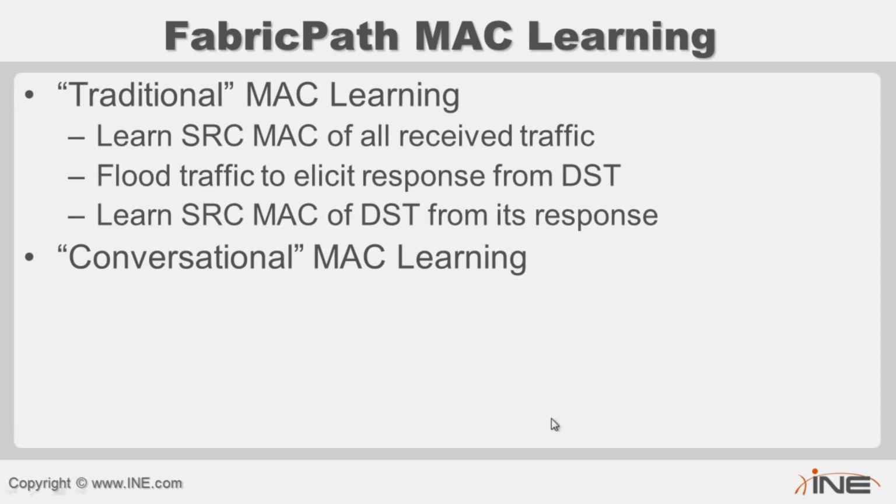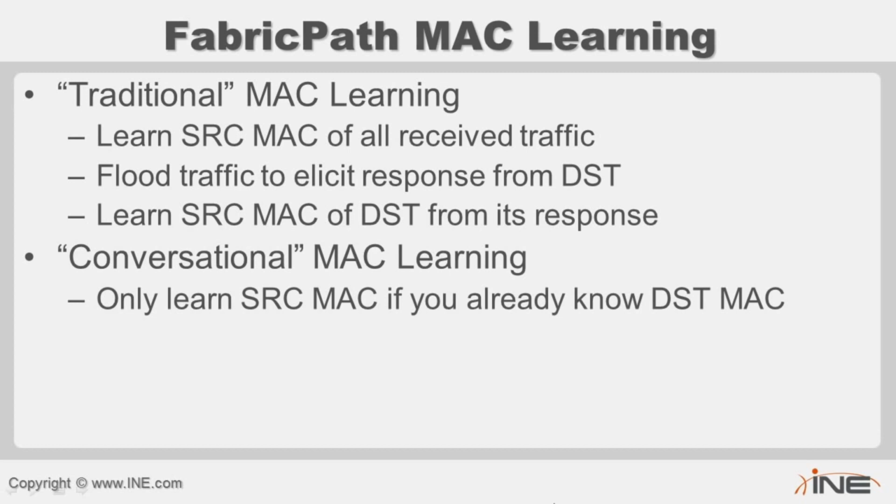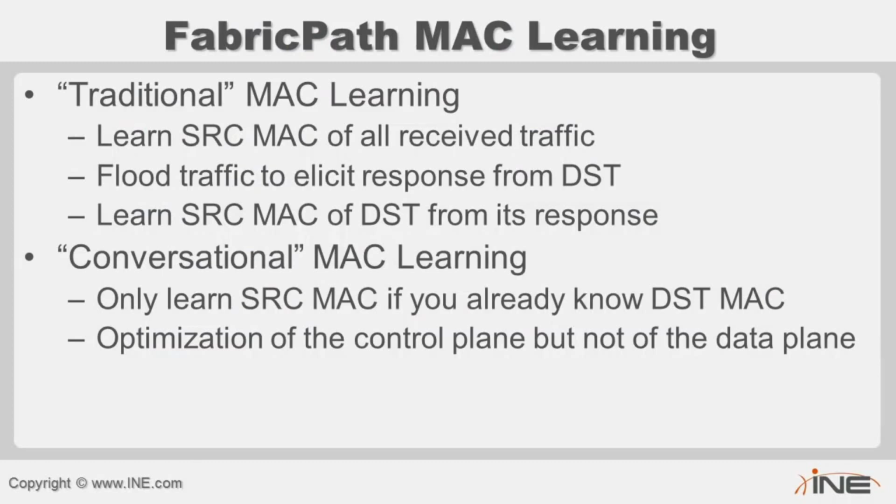Now the key of this conversational learning is that the FabricPath node is only going to learn the source MAC address if it already knows the destination MAC address of the frame. So it's a little bit difficult to wrap your head around what this really means from an actual data flow point of view. So we're going to take a look at some examples on the command line, look at what normal traditional MAC address learning looks like. Then when we change to conversational MAC learning with FabricPath, what is it going to actually change in the layer 2 CAM tables?